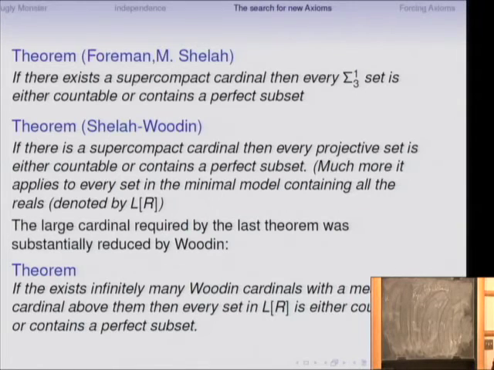And then you need that many operations of the parsed reads. Anyway, the result here shows, under the same assumption, that all the sets in L(R), all the sets that you can describe, are determined. It's a very strong case in which all the describable sets are determined. And that follows from Woodin, assuming the Woodin cardinals satisfy the list of properties.